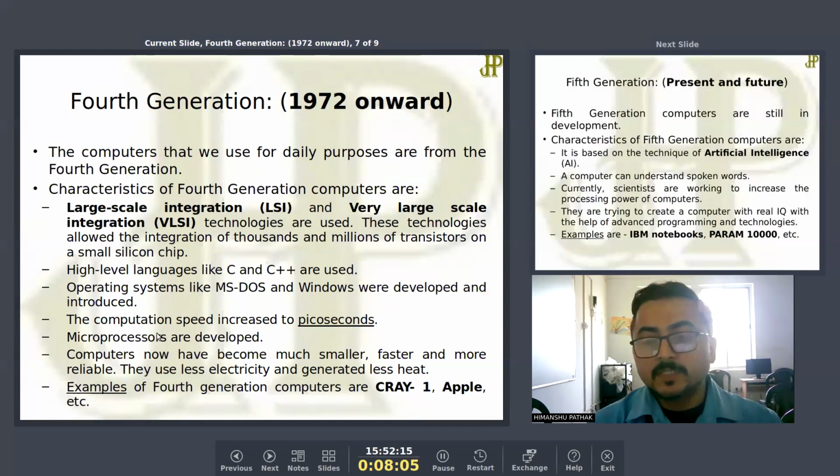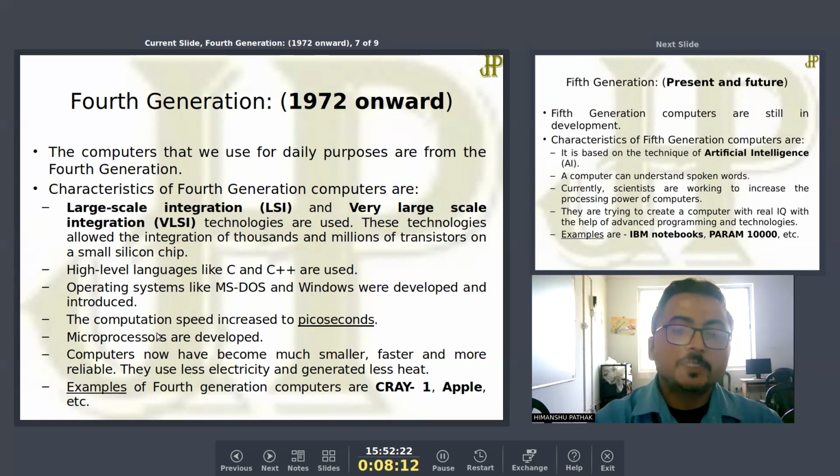Now, the fourth generation is from 1972 till now. Okay, in this generation, the technologies used are LSI and VLSI. What is it? LSI means large scale integration and VLSI means very large scale integration technology. Here, integration of thousands and millions of transistors on a small silicon chip.